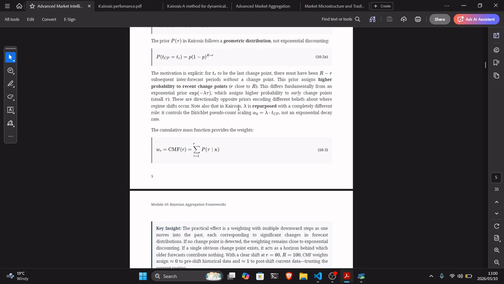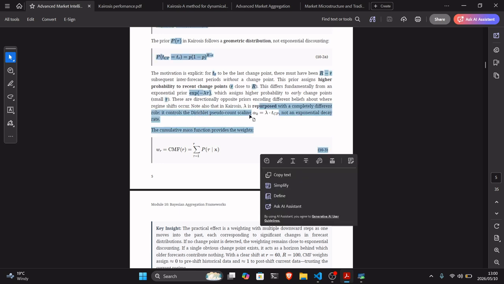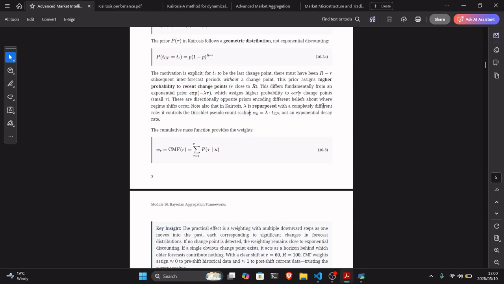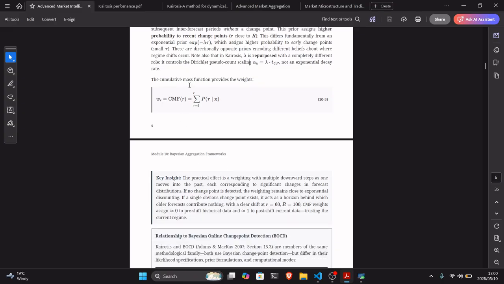These are directionally opposite priors, encoding different beliefs about where regime shifts occur. Note also that in kairosis, lambda is repurposed with a completely different role. It controls the Dirichlet pseudo-count scaling, alpha sub k equals lambda times t sub cp, not an exponential decay rate. The cumulative mass function, a forward cumulative mass function, unlike in the previous video, where it was backwards, but whatever, provides the weight.